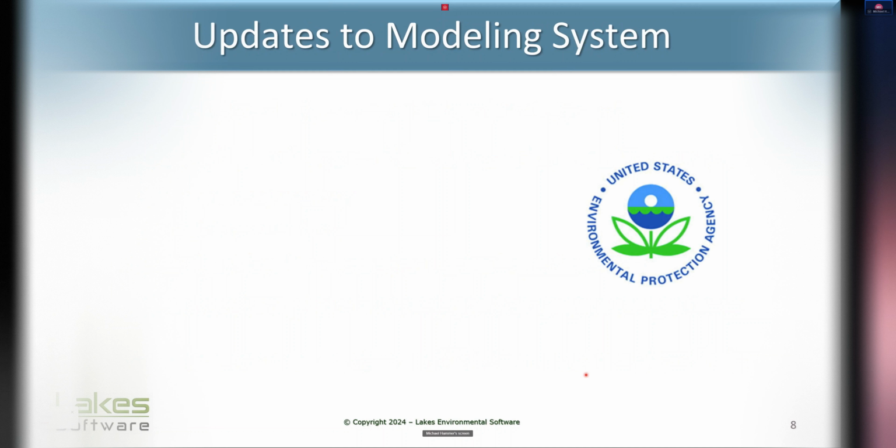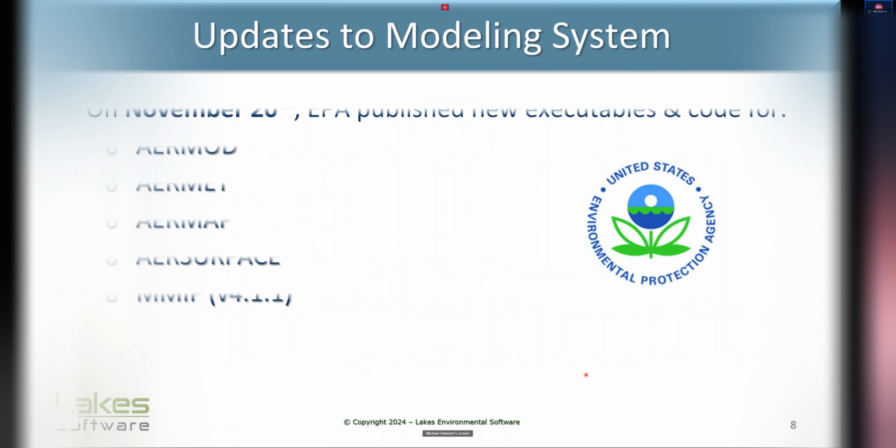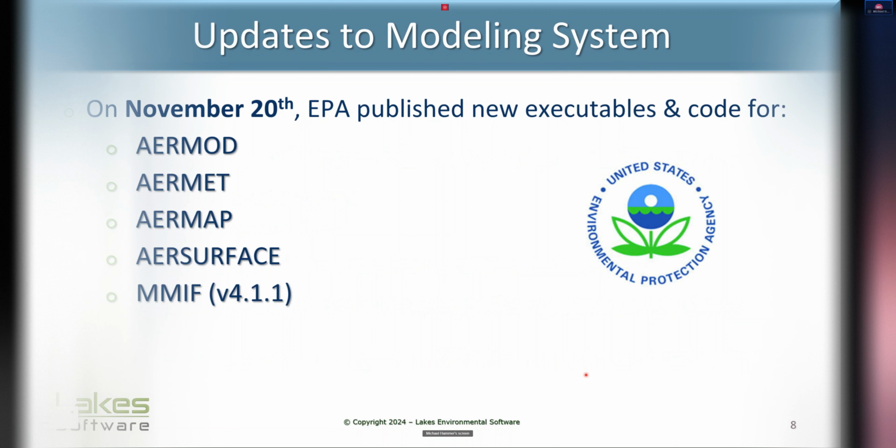So, as I mentioned, on November 20th, that update to the guideline was signed by the administrator. Concurrently to that update, the US EPA published new executables and code for the following programs: AERMOD, the air dispersion model; AERMET, the meteorological preprocessor; AERMAP, the terrain preprocessor; AERSURFACE, the land use calculator; and MIF, which is used for formatting prognostic meteorological data from the WRF and MM5 meteorological models for use in other air quality applications.